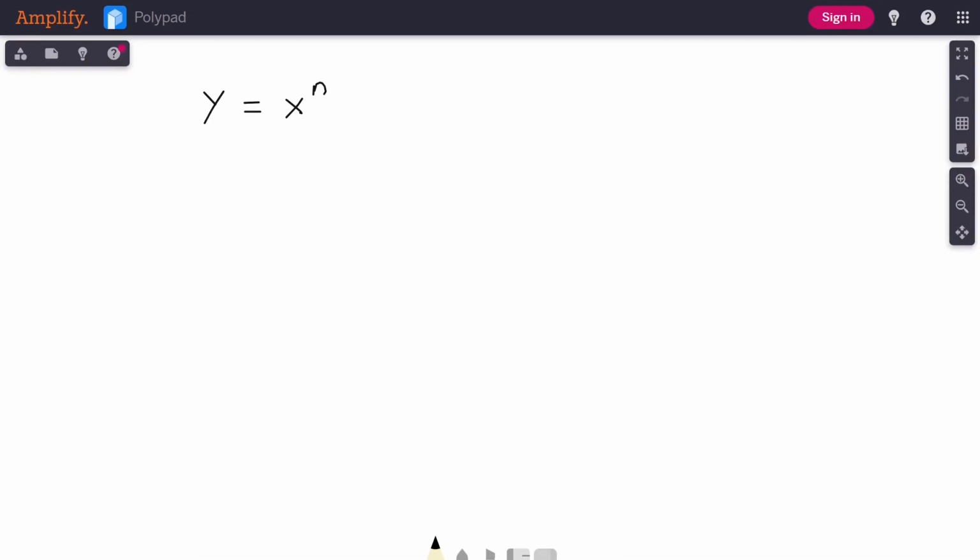We are going to derive the power rule using implicit differentiation. So we have y equals x to the n. Our goal is to find y prime. So here's how we're going to do it. We are going to start here, and we are going to take the natural log of both sides.